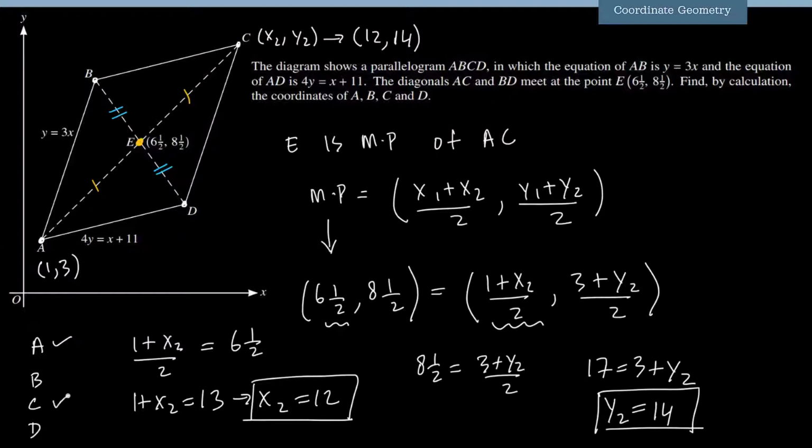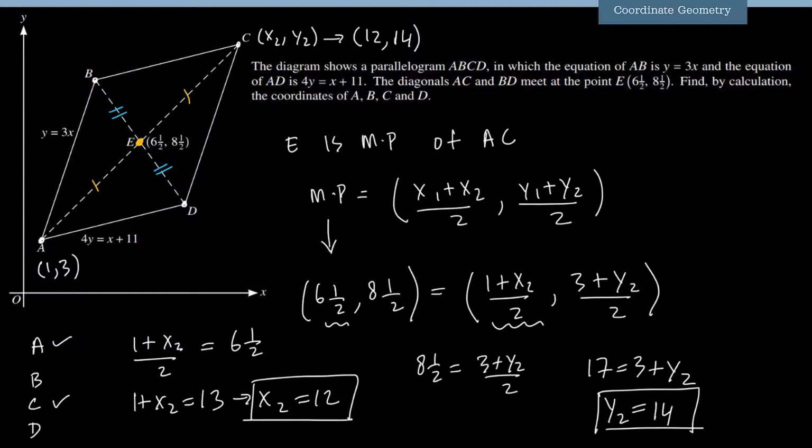Now next I'll find the coordinates of point B. I know that B is the point of intersection of line AB, line BC and line BD. But I only know the equation of line AB. I don't know the equation of line BD, nor do I know the equation of line BC. So I can't use the method of solving equations simultaneously to find the coordinates of point B.